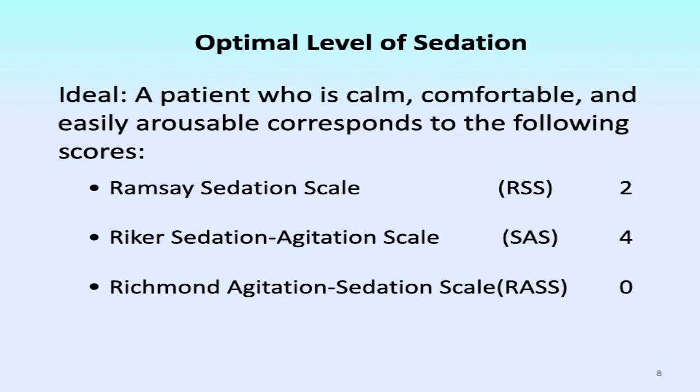There are three widely used scales for sedation: the Ramsay sedation scale, the Riker sedation scale, and the Richmond sedation scale. In 2013, the SCCM sedation guidelines recommended the use of the RASS and SAS because of their validity and reliability for assessing the adequacy and depth of sedation. These patients usually correspond to item 4 in the SAS and 0 in the RASS scale.